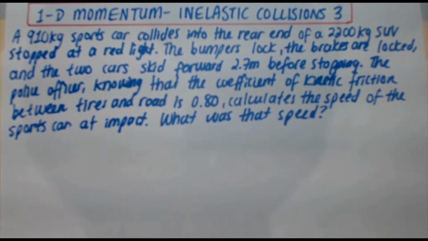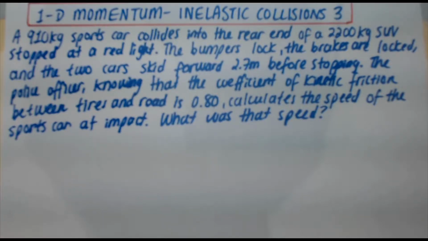Guys, let's do another inelastic collisions problem. A 910 kilogram sports car collides into the rear end of a 2200 kilogram SUV stopped at a red light. The bumpers lock, the brakes are locked, and the two cars skid forward 2.7 meters before stopping. The police officer, knowing that the coefficient of kinetic friction between tires and road is 0.80, calculates the speed of the sports car at impact.